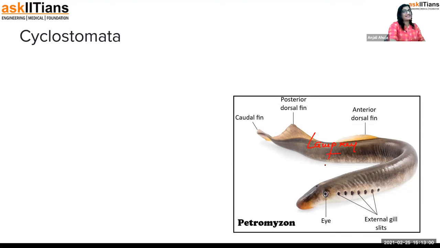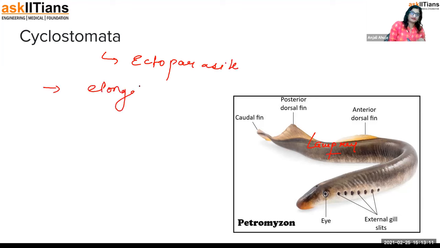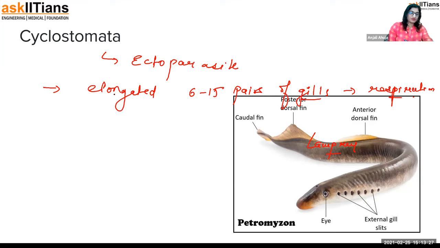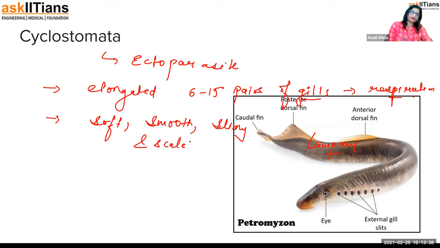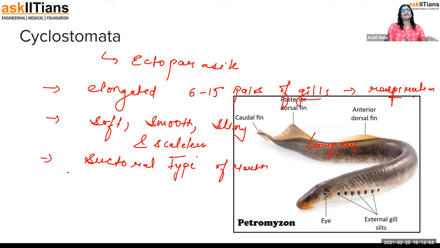So yeah, they all act as ectoparasite. Cyclostomata, they all act as ectoparasite. Their body is elongated. And they can have 6 to 15 pairs of gills for respiration. Okay. So their skin is smooth, soft, slimy, and scaleless. Okay, they have a suctorial type of mouth, sucking type of. And obviously, they have the notochord throughout their life.